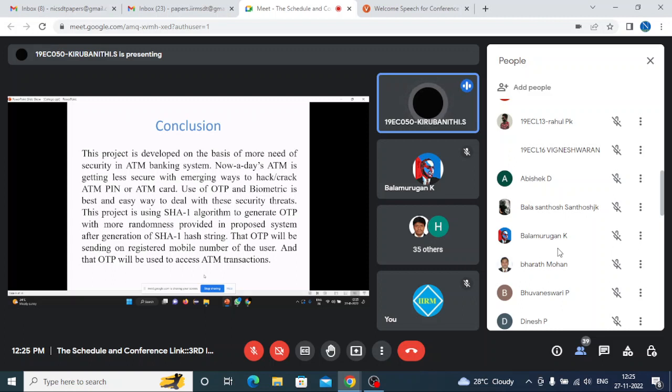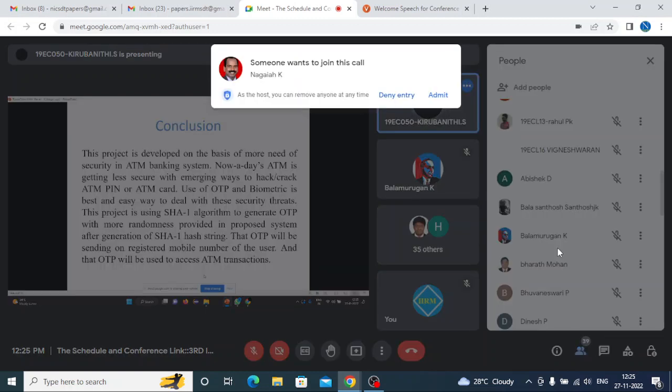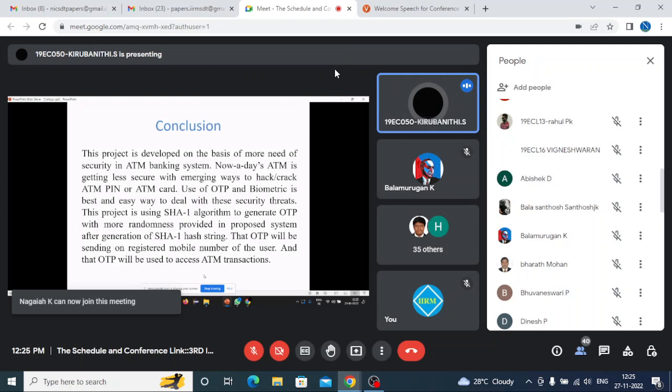And coming to the conclusion, in a nutshell, this project is developed on the basis of the growing need for security in ATM banking. Nowadays, there are fraudulent, emerging ways to hack or crack the ATM PIN or ATM card. Use of OTP and biometrics is the best way to deal with these security threats. This project is using the SHA-1 algorithm to generate OTP. With more randomness provided in the proposed system after generation of SHA-1 hash strings, the OTP will be sent to the registered mobile number of the user, and that will be used to access the ATM transaction. SHA-1 is an OTP generation algorithm, and it generates a 20-byte hash, and that's all.